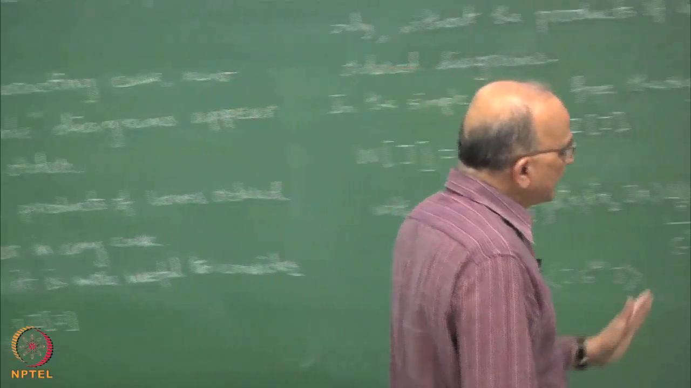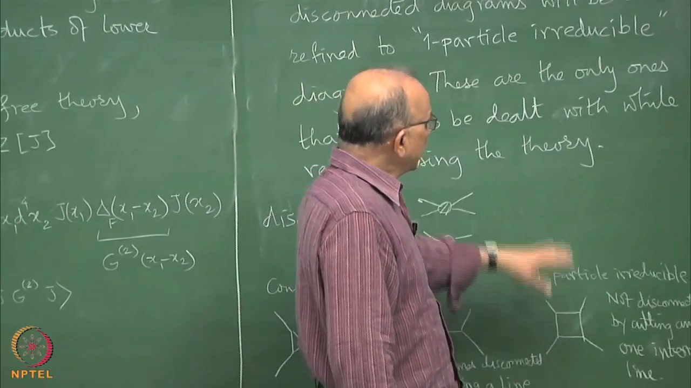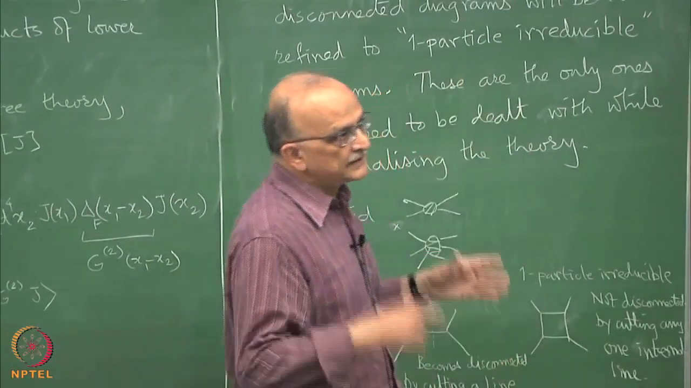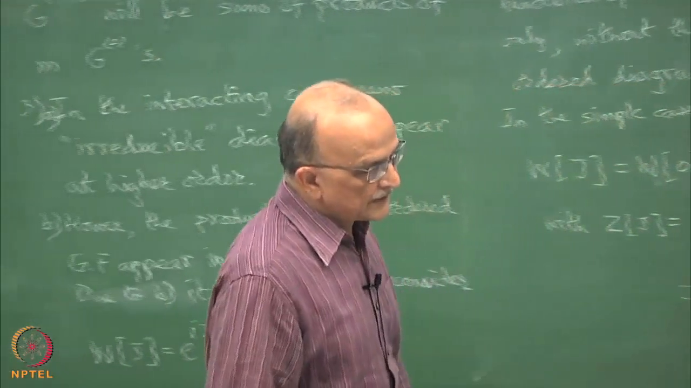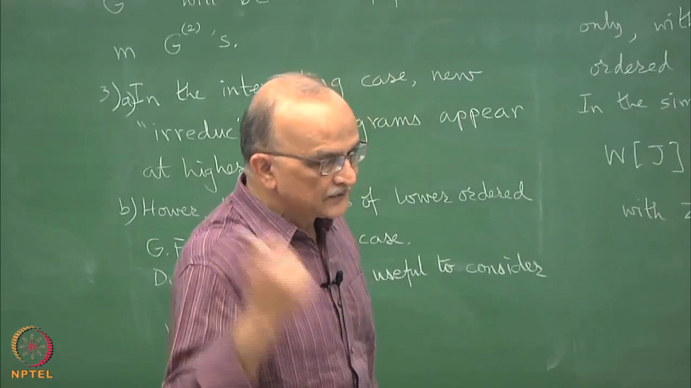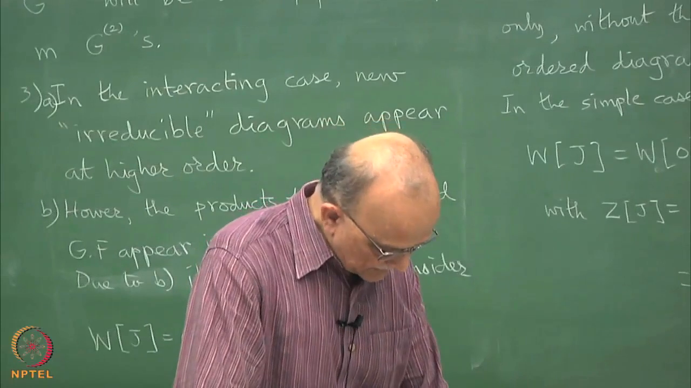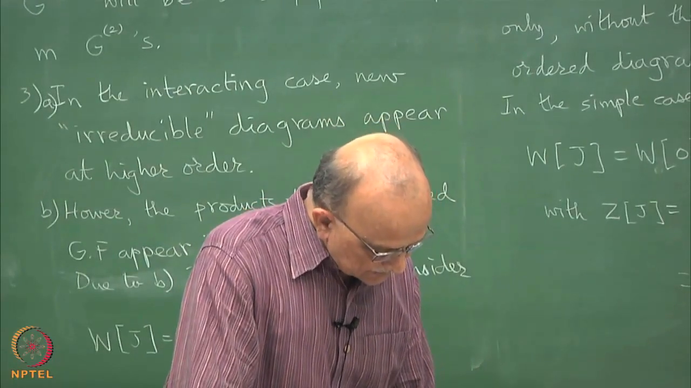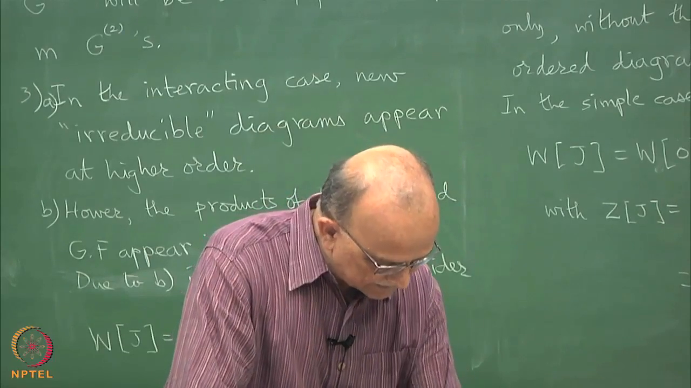So if the theory has only a finite number of one particle irreducible diagrams needing renormalization, then you have a renormalizable theory, and then you have a lot of predictive power like the standard model has, which gives us confidence to build a machine like LHC. Okay. So those are the advantages of this, and that is why this kind of formalism is developed.